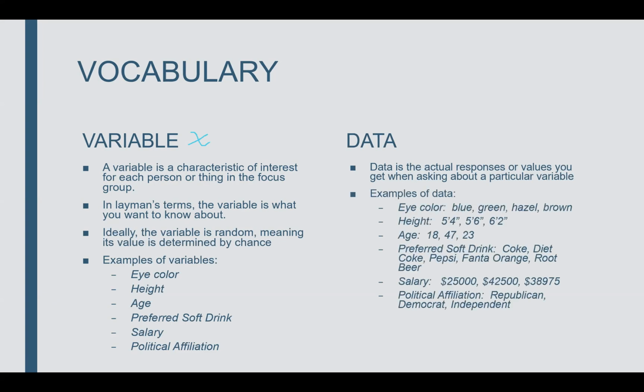Data, by the way, is plural. Okay, it means you have more than one. If you refer to a single value, it's really datum. Okay, so data is plural. So again, you'll see the examples there. For age, it might be 18, 47, 23. Political affiliation, Republican, Democrat, Independent. Okay, so again, the variable is what you want to know about. The actual responses to the variable are called data.